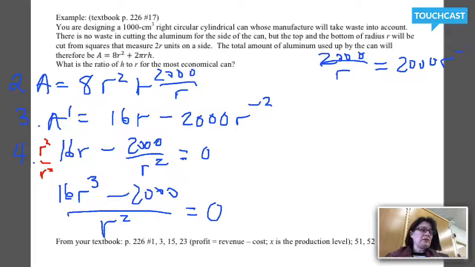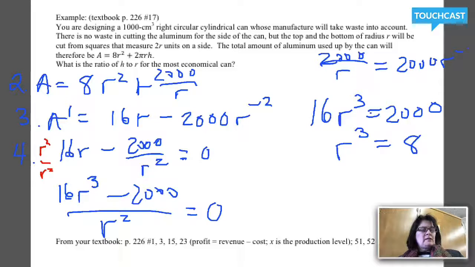The expression on the left-hand side of the equation is going to be undefined when r is 0, but we already talked about that. So the solution is going to come from when the numerator equals 0. That's when 16r cubed minus 2,000 equals 0. So it's the same as saying 16r cubed equals 2,000, which, if I divide both sides by 16, I get 125 here, which means r is going to equal 5.